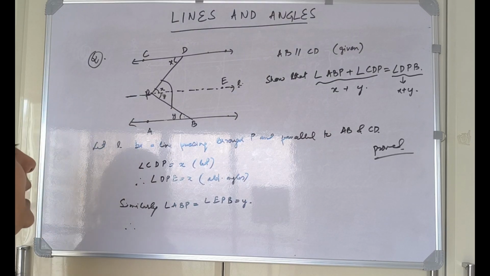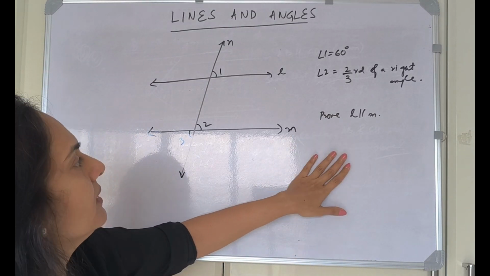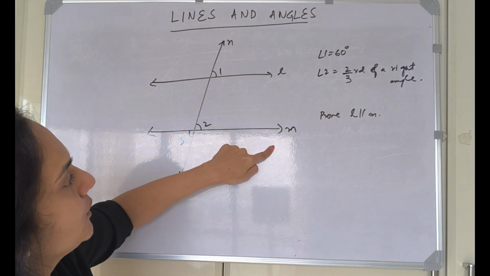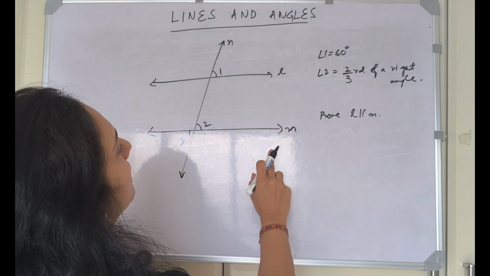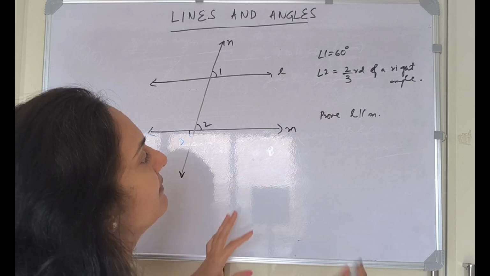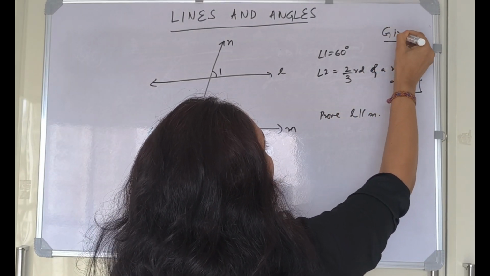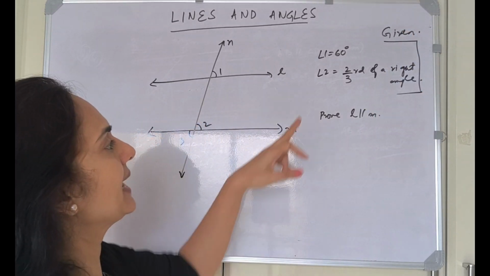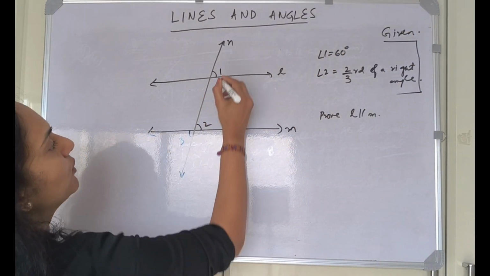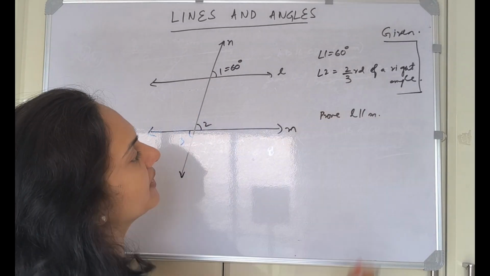Done? Now let's take another example. Let's take this example. Here the question is L is parallel to M, that's given to us. So we have to prove L is parallel to M. What is given to us is this. Given to us is angle 1 is 60 degrees, and angle 2 is 2/3 of a right angle.